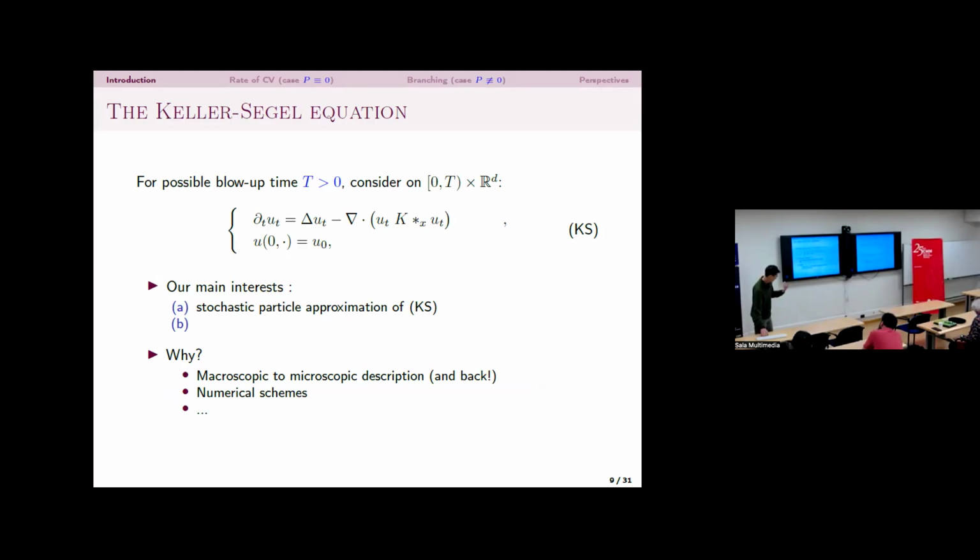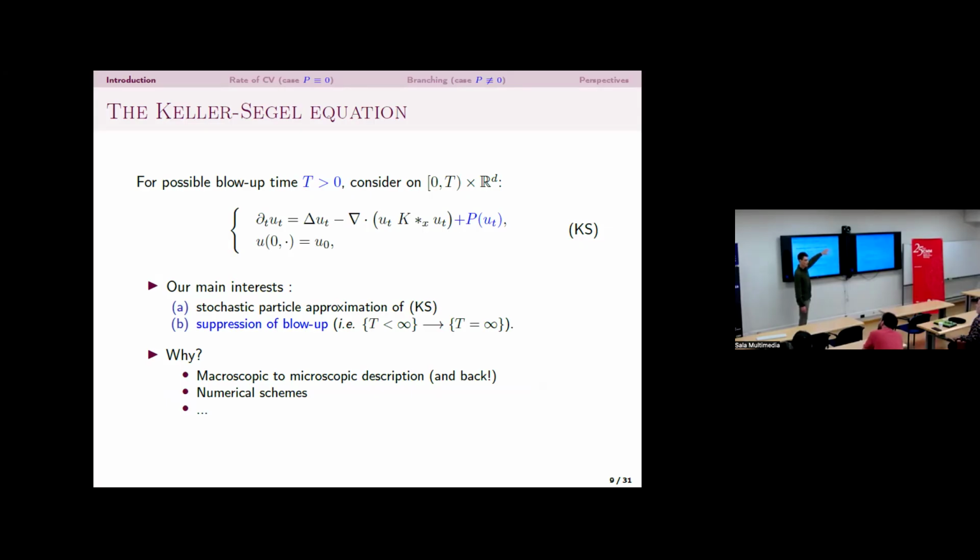The second point that I'm interested in is, like I said, if I had, let's think of this as minus u squared, or something related, I want to observe this suppression of blow-up, both at the level of the PDE and at the level of particles. Okay, so that will be the second part of it.